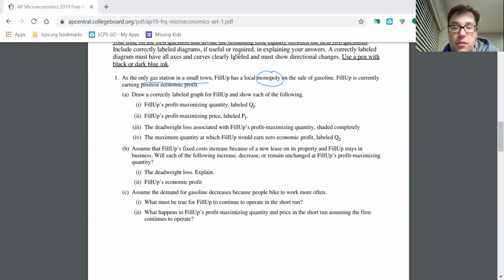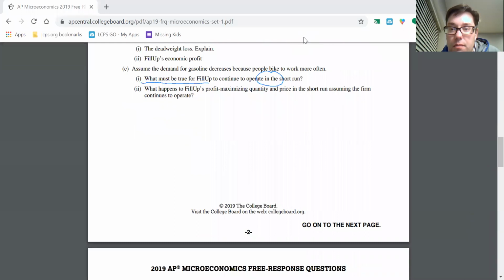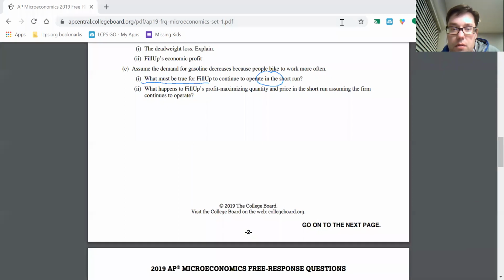Let's see. Scroll down, I have a little bit more blank space here. All right, we'll do it down here. Okay, so we're going to start with the first part A, where we essentially need to draw this whole graph. So I'm going to do it right here where we can have space here.